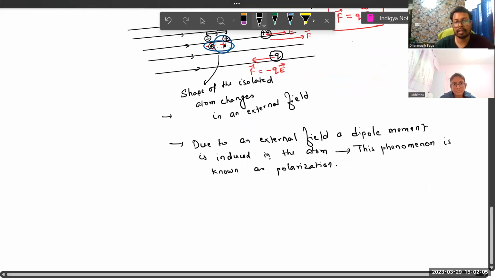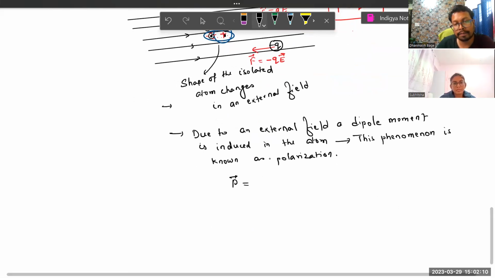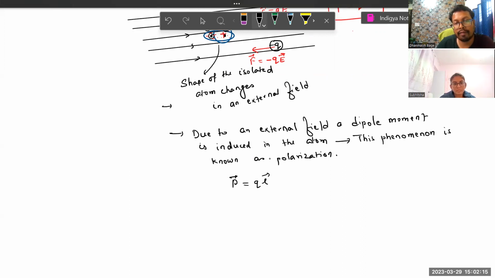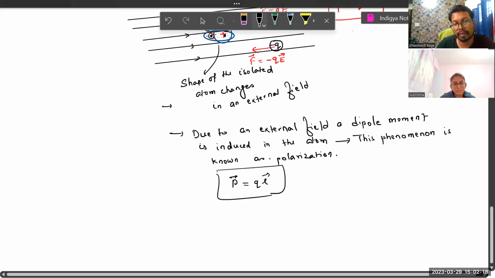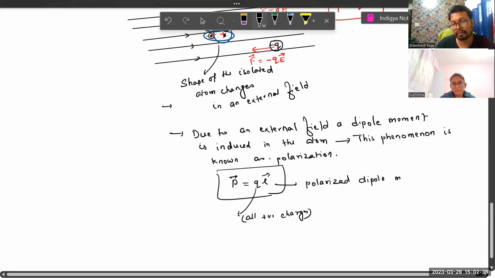So this dipole moment, P, will be equal to what? Q times L vector. And here Q is what? All positive charges. Very simple. And this is called polarized dipole moment. Understood this much?